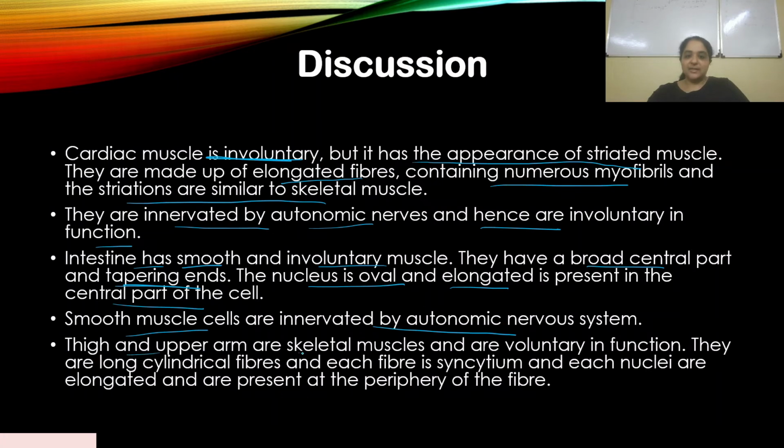Thigh and upper arm are skeletal muscles. Obviously, they are voluntary in function. I'm moving my upper arm, it's voluntary in function. They are long cylindrical fibers, and each fiber is a syncytium, which means they are multinucleated. Each nucleus is elongated and present at the periphery of the fiber. So if it's a muscle like this, they are multinucleated, and the nuclei are present at the periphery of the fiber.